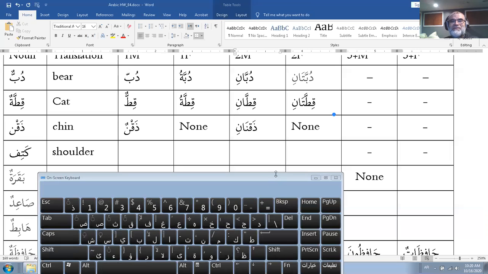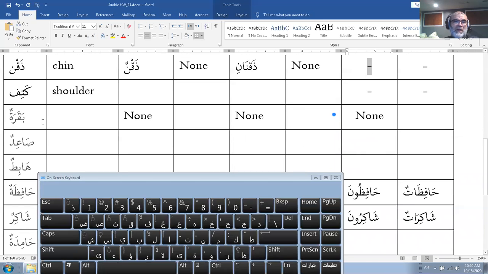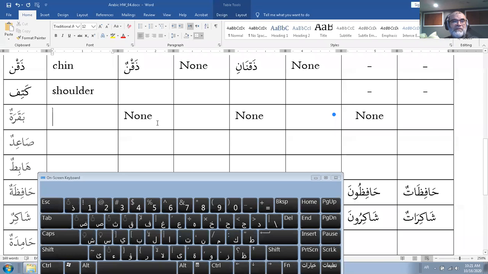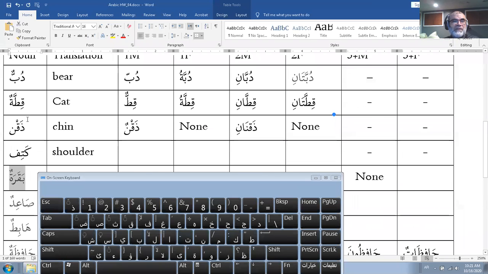Okay. There is no regular stuff, so I'll put a dash here. Baqara is a female word. It's a cow. There is no male cow. Okay? So it's a female word. What did I do? Yeah, that's right. It's a one female word. So the form is to go under here.